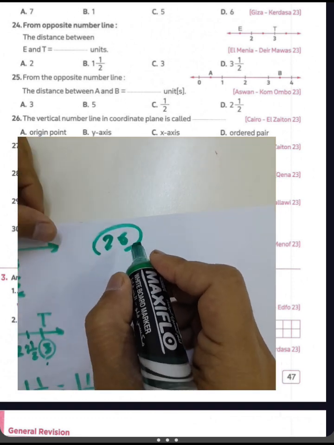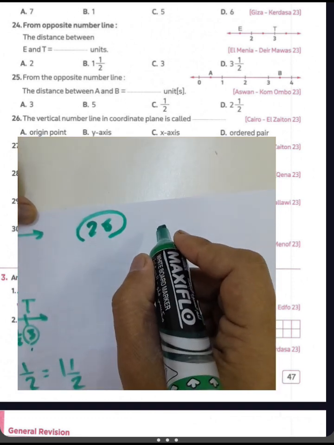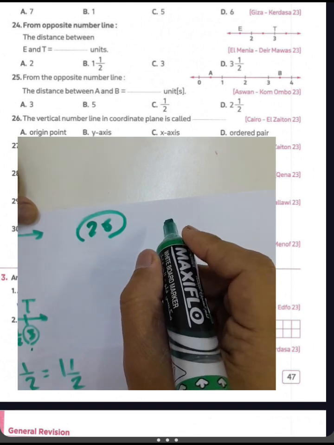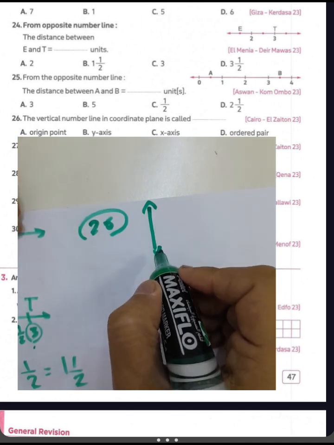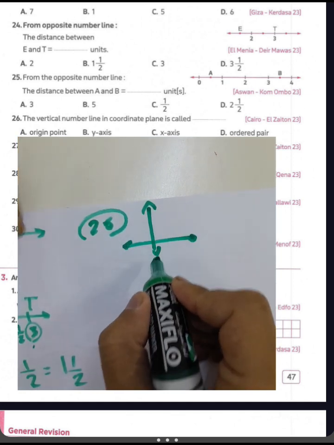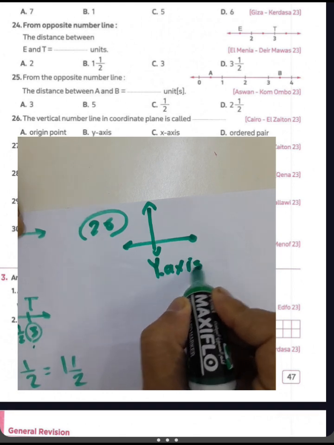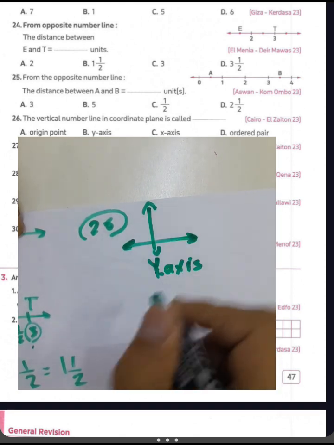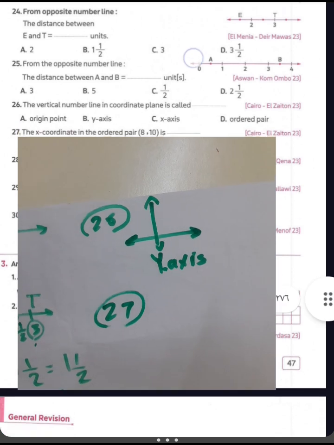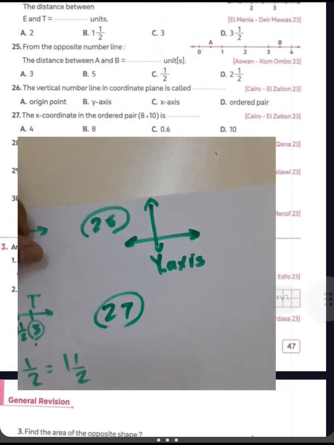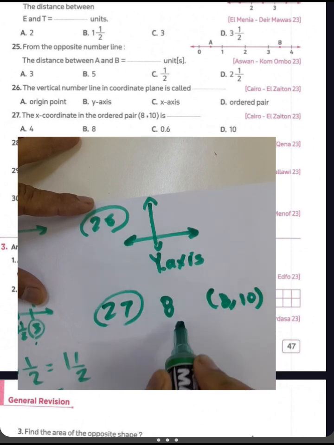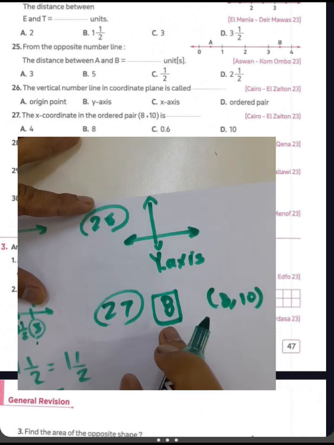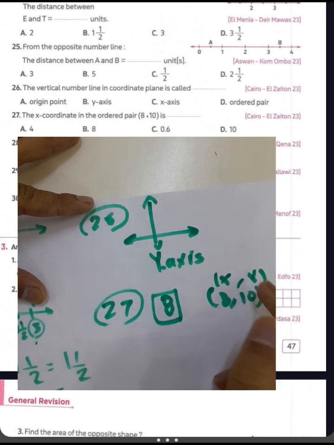Question 26. The vertical number line in the coordinate plane, we call it the y-axis. But the horizontal one here, we call it the x-axis. Question 27. The x-coordinate in the ordered pair here: he gave us 8 and 10. Then the x-coordinate here will be 8, and 10 is the y-coordinate. Then the x-coordinate will be equal to 8.